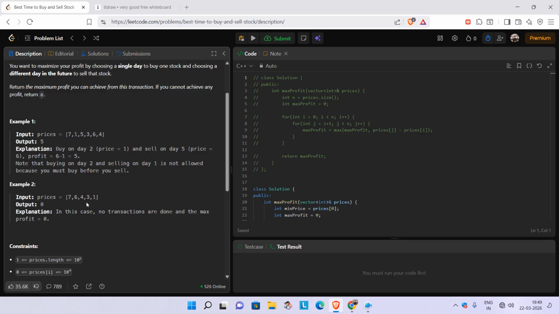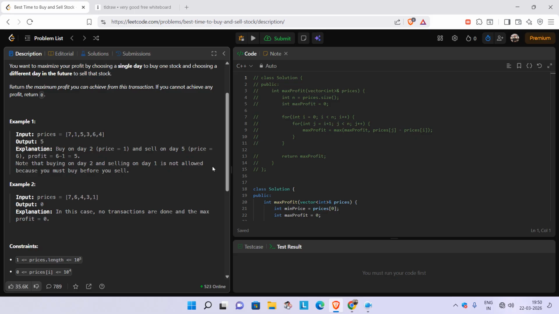In the other example, no transaction is done, because if we have to buy and then sell, the selling price is always lesser than our buying price. So in any pair our profit would be negative, so we don't do any operation, and that's why we simply return 0. So that's our question.